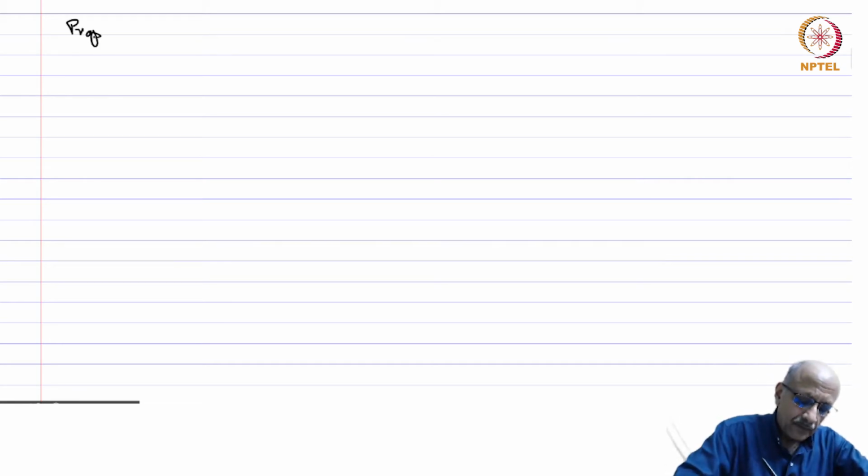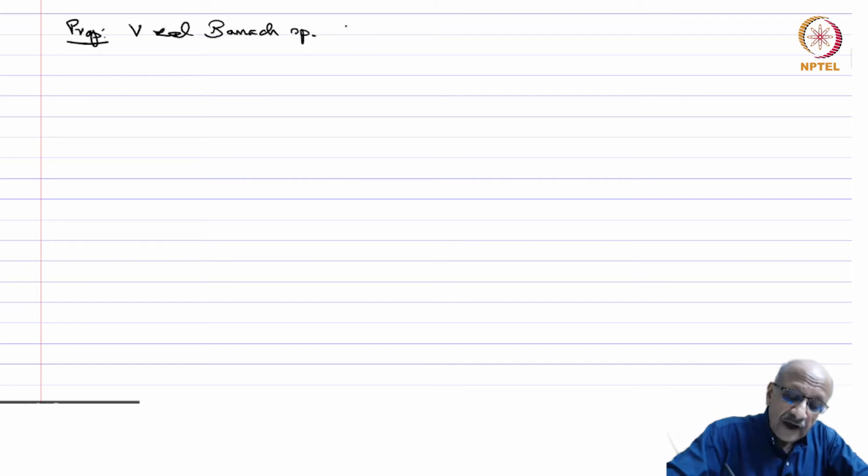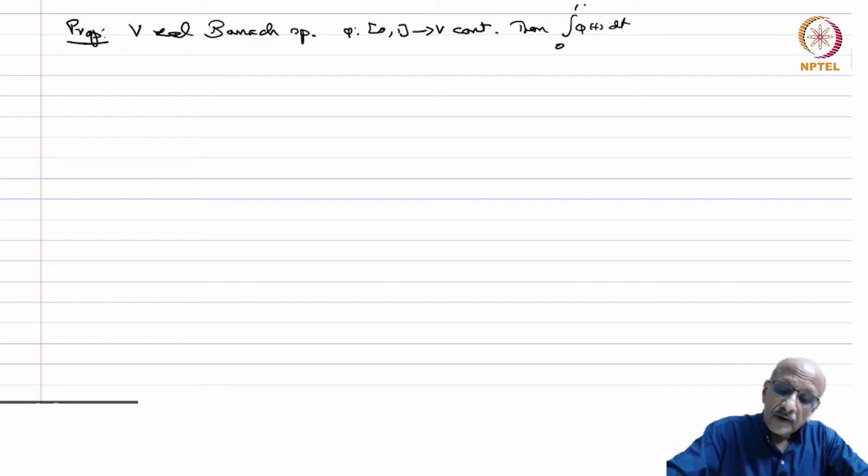Proposition. Let V be a real Banach space and phi from [0,1] to V continuous. Then the integral of phi of t dt from 0 to 1 exists. So, proof.